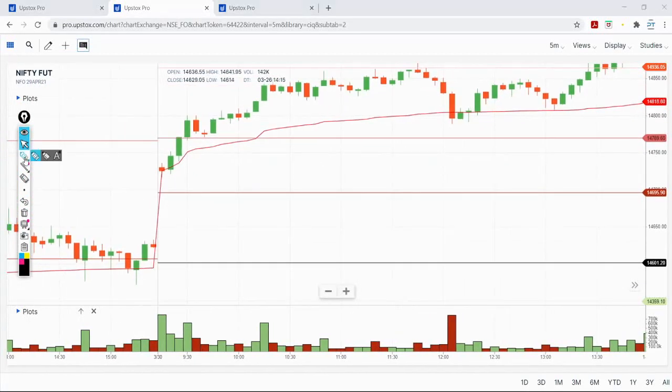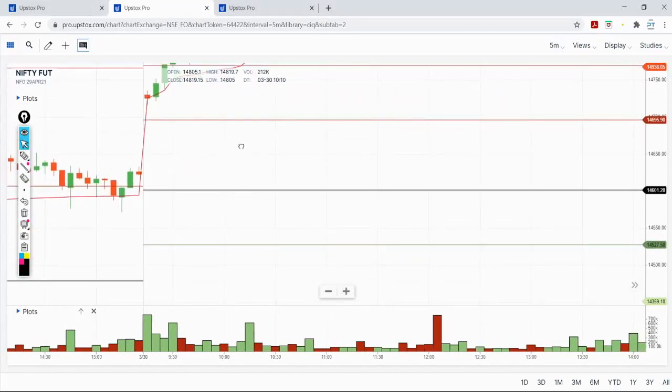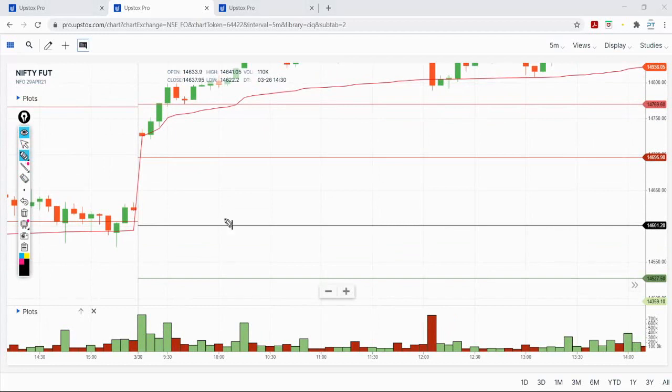Now look at this. This is pivot, R1. So we can take this in a different way also. My rule was very simple. If price is pending in between pivot and R1 or pivot and S1, then markets are sideways.